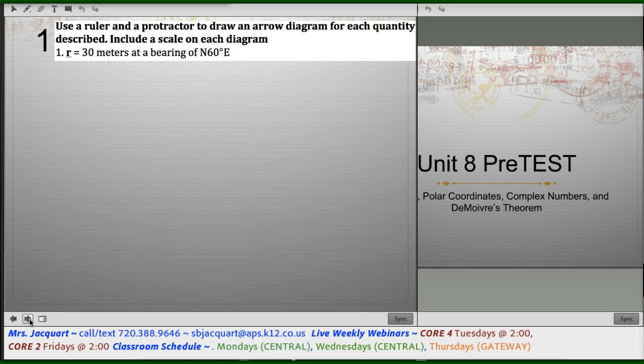Use a ruler and a protractor to draw an arrow diagram for each quantity described. Include a scale on each diagram. Ready, set, go.